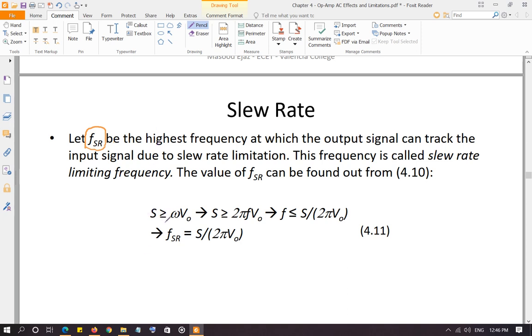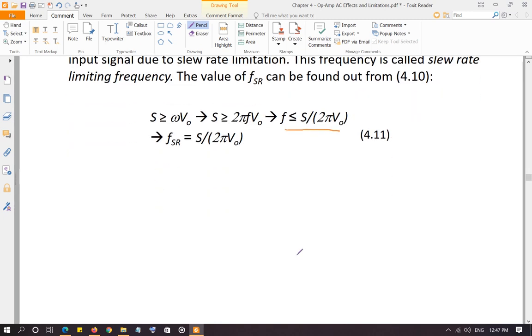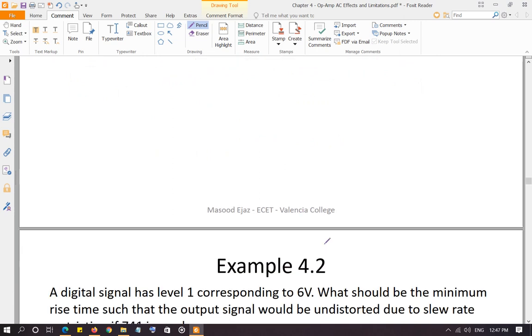So since slew rate has to be greater or equal to omega V naught, and omega is 2 pi f, f is less or equal to S divided by 2 pi V naught. So the highest frequency at which the output is going to follow the input, we are calling it FSR, and that will be the equality sign. Of course it can go below that, but the maximum value is going to be when this is equality. So FSR is equal to S over 2 pi V naught. And that's the limitation of the frequency of the input on the slew rate.